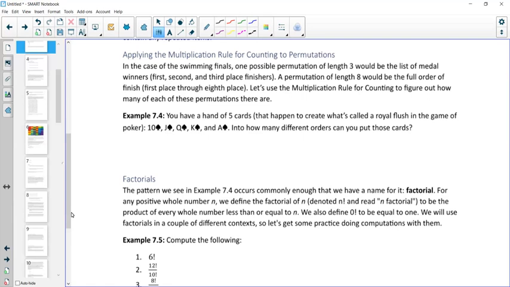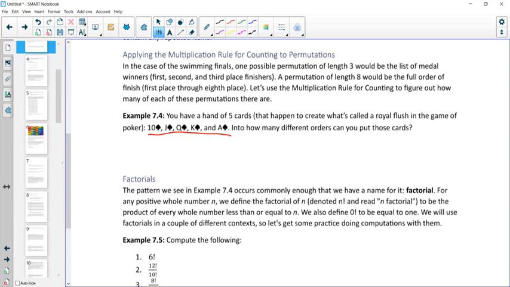So you have a hand of 5 cards. It happens to create what's called a royal flush in the game of poker. And how many different orders can we put those cards in? So we're just looking at these 5 cards: 10 of spades, jack of spades, queen of spades, king of spades, ace of spades. How many different ways can I put them in order? Keeping in mind, there are no repeats.